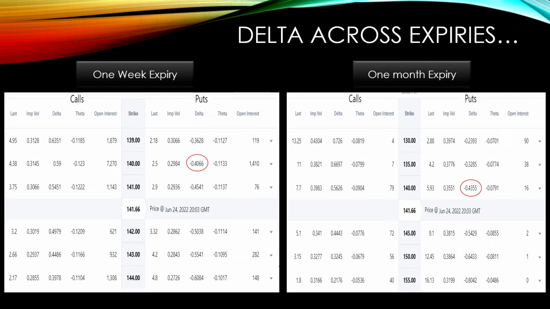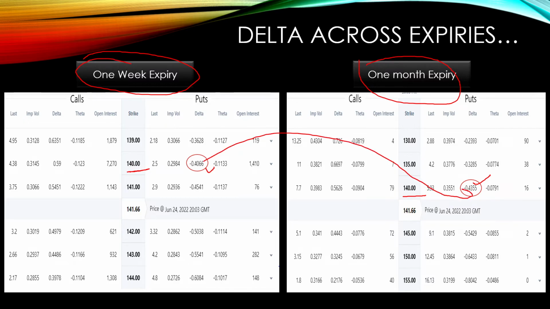So now look at the option chain. This is the weekly expiry option chain of Apple. If I look at the 140 strike price put, it has a delta of 0.40, and if I move to the 1 month expiry, the same strike price put, that is 140, has a delta of 0.43.